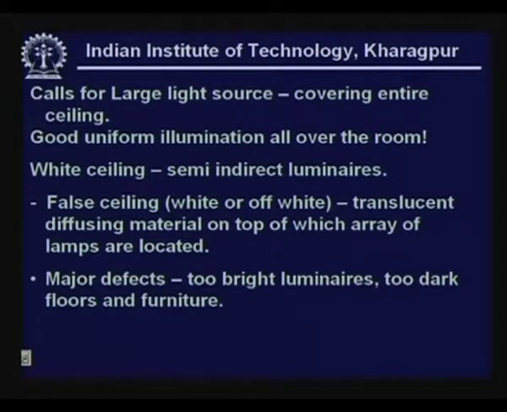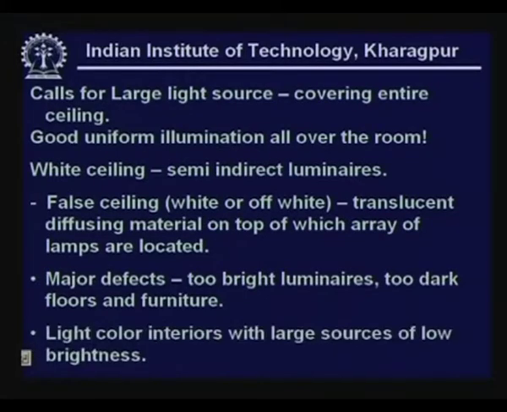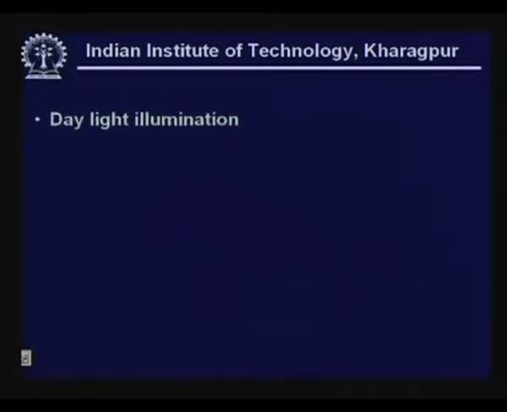And now if you look at it, apart from the glare, another defect is to use very bright luminaires with dark floors and dark furniture. Recall the ratio which we have suggested between the darkest to the brightest should be 10:3:1. That is, if you have light color interiors and large sources, that is having line or sheet sources of low brightness, you can get a good uniform illumination all over.